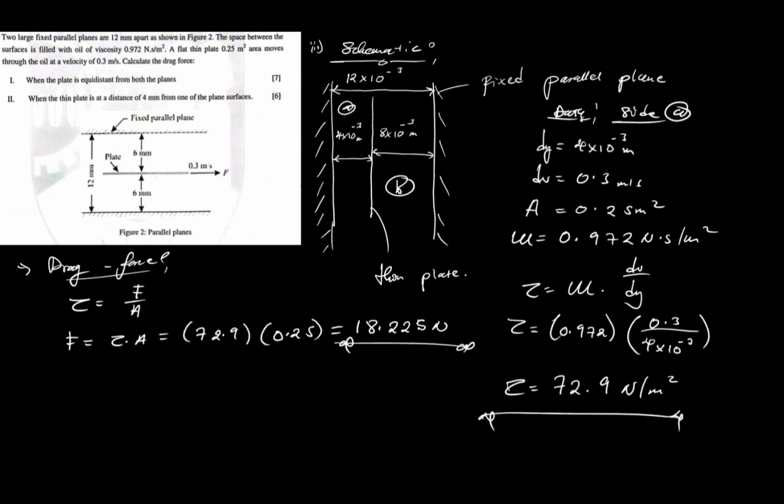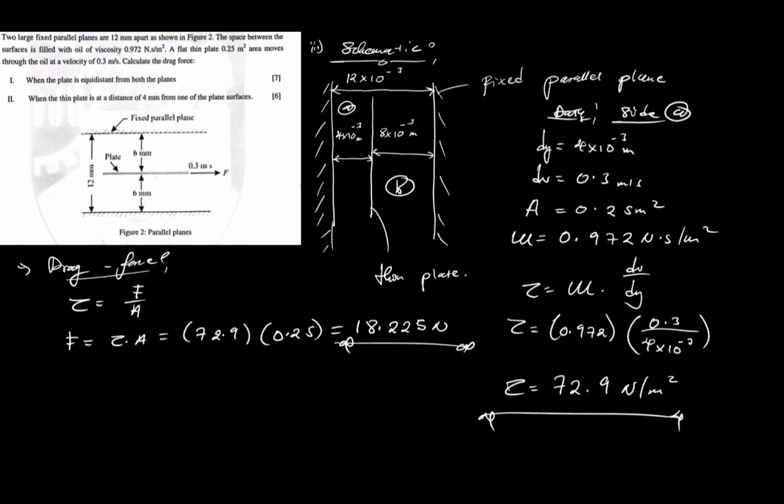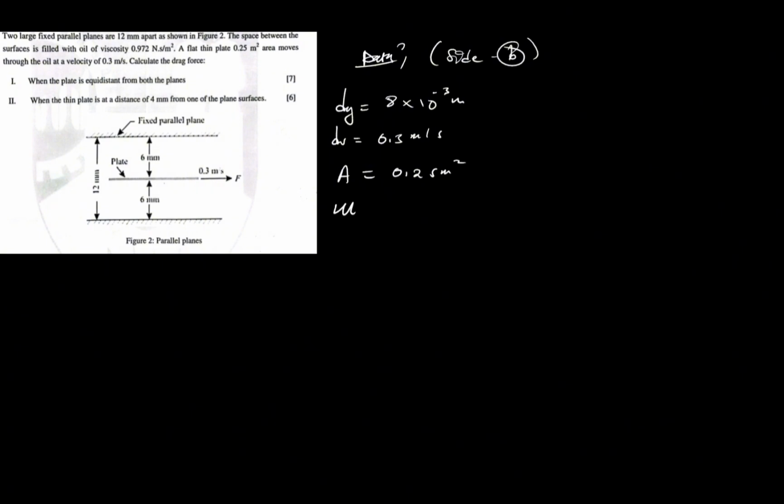So once you find the drag force on side A, all you have to do next is to find the drag force on side B. So in a similar manner, we apply the same concept. So on side B, remember the value of the distance, which is dy, is 8 by 10 to the minus 3. So let's just say the data on side B. We know that dy is 8 by 10 to the minus 3 meters. Du is going to be the same, 0.3 meters per second. The area is going to be the same, 0.25 meters squared. Then the dynamic viscosity also going to be the same, which is 0.972 Newton second per meter squared.